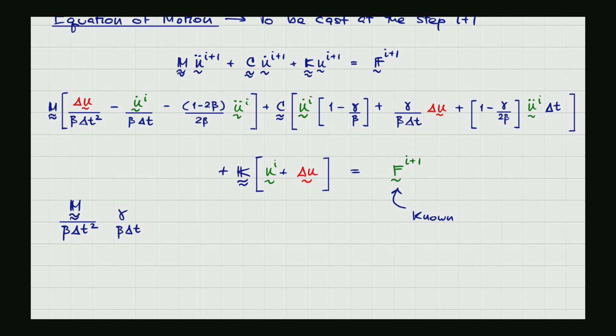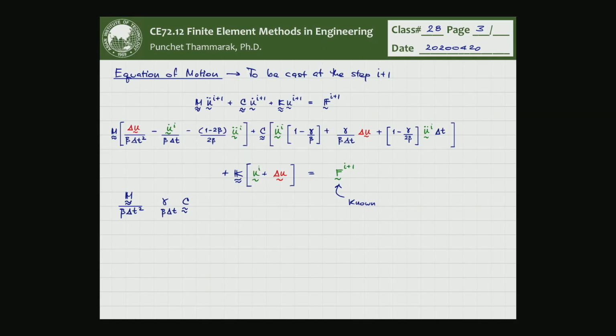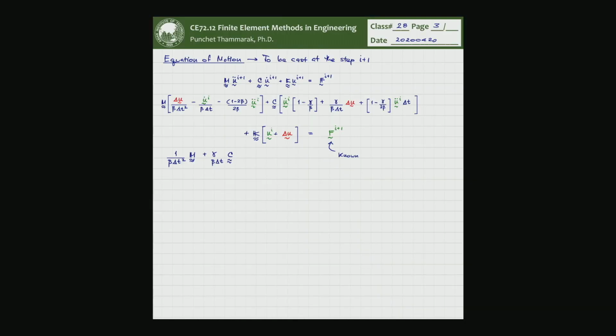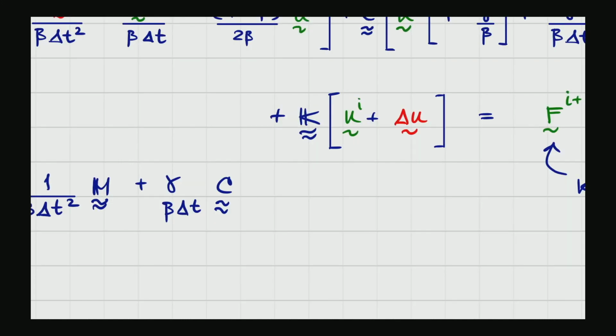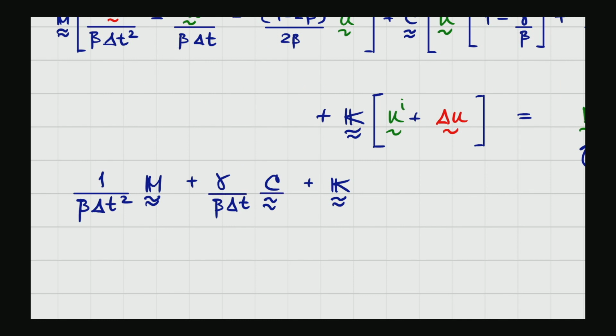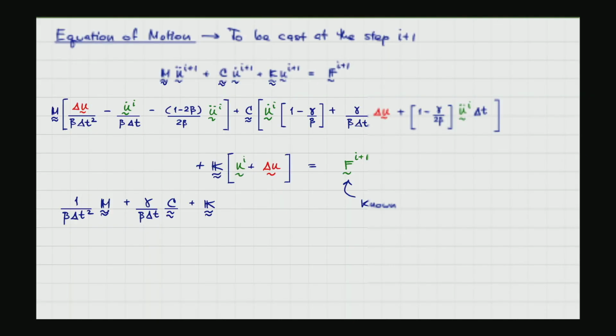Let me just separate the coefficient terms and the matrix terms out. Plus, coefficient terms and matrix, and what else? And then plus the k times the delta u. Okay, so the k times 1.